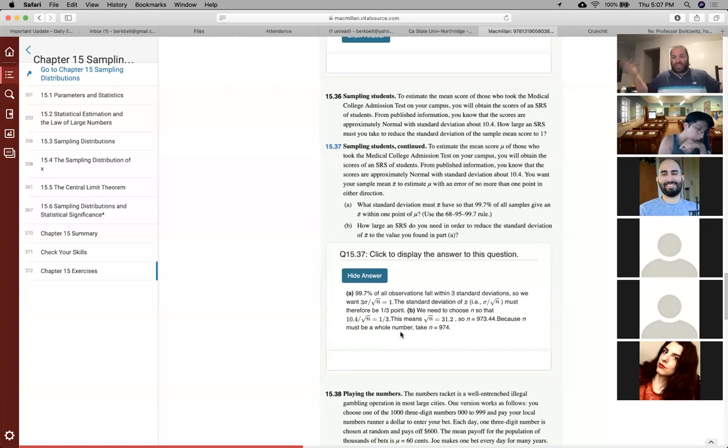But I can't have 973.44 students. That makes no sense. If I have fewer students, my error is going to be larger. So if I go to 973, my error is too big. But if I have more students, my error will be even smaller. And I'm okay with an even smaller error. I just don't want a bigger error. So you always go up when it comes to people because sample sizes that are larger never hurt. Sample sizes that are smaller, on the other hand, can. Does that make sense?